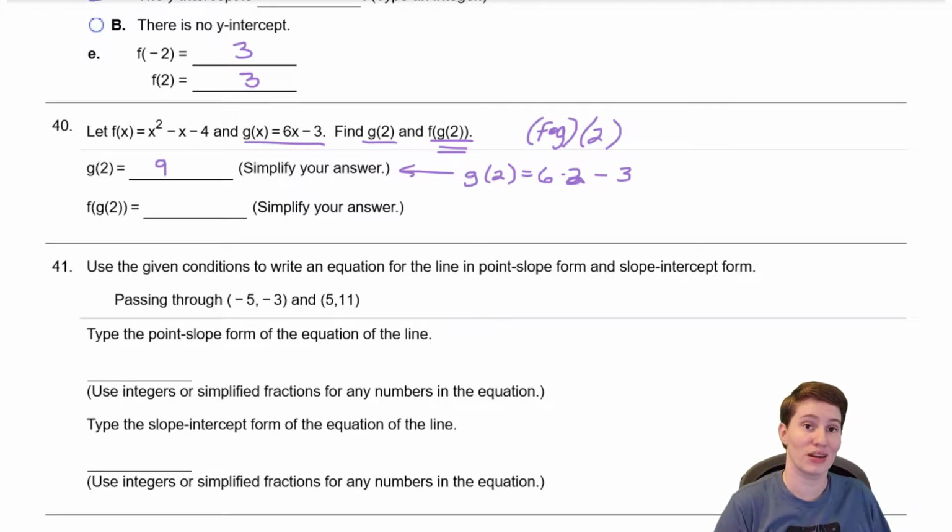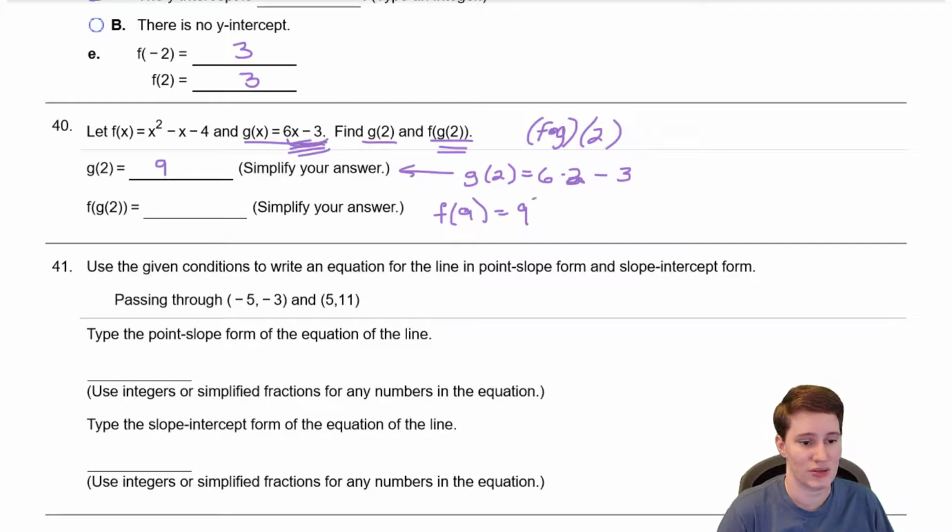Now here's what's neat about the way they asked us this. They want g of 2, which is 9. Now they want f of g of 2. So if they just wanted f of g of x, we'd take g of x and we'd plug it in for all of the x's. But they want us to do that, but also plugging in 2, and we've already found the answer to that. If we do f of g of 2, we're really doing f of 9, which is actually a lot easier than if they had asked us f of g of x. Because if they asked us f of g of x, we'd have to square 6x minus 3 and add like terms and stuff like that. But we don't have to, because they helped us out here.